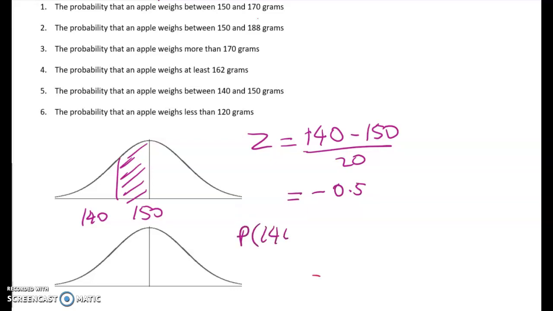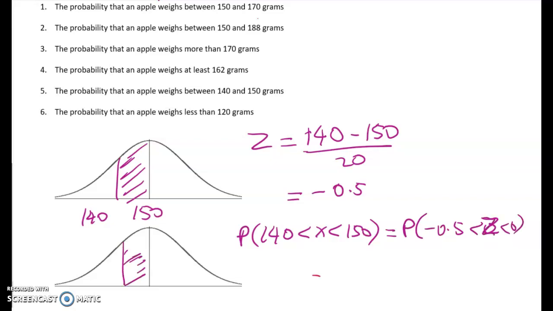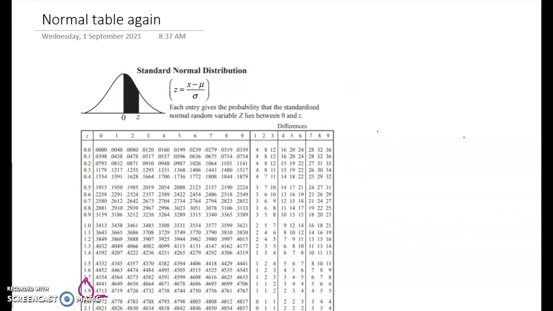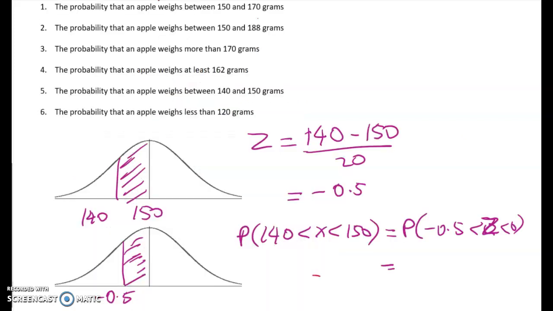So the probability that X is between 140 and 150 is equal to the probability that Z is between negative 0.5 and 0. But because of the symmetry of the graph, that's very easy to work out, right? So negative 0.5 here, we go to our table, we clean up the mess, and we go down our table until we get to this value here, which is 0.915. And that's my answer straight away there.